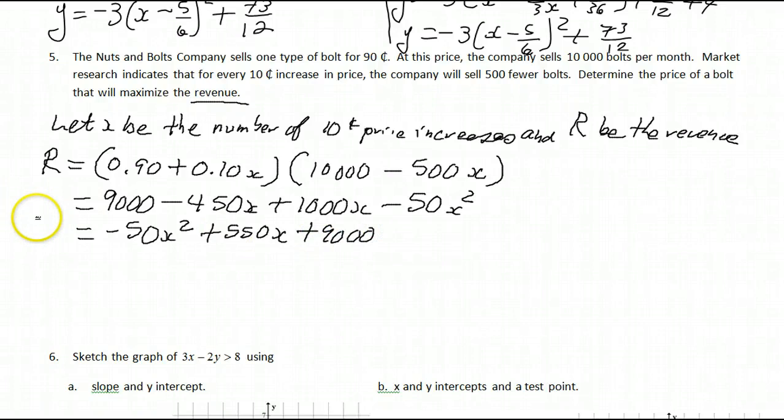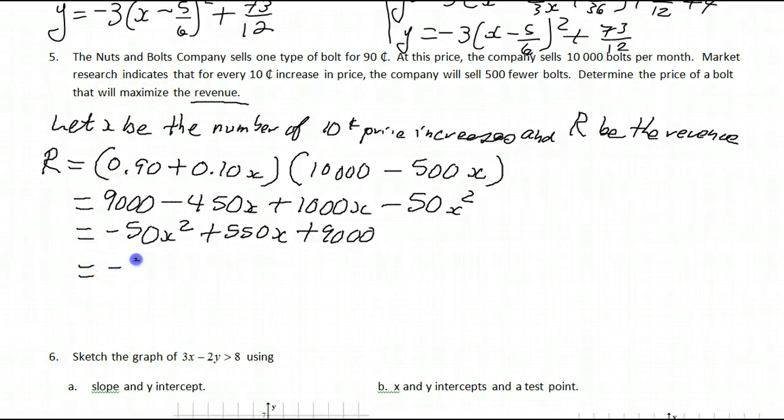Okay, now that's revenue, right? Now we can't just get rid of the minus 50. This is not equal to 0. This is equal to R. So, what do we want to do? Well, we need to find the vertex of this. The vertex is the maximum or minimum point. Since there's a minus here, we know it opens down and has a maximum point. That'll be the maximum revenue.